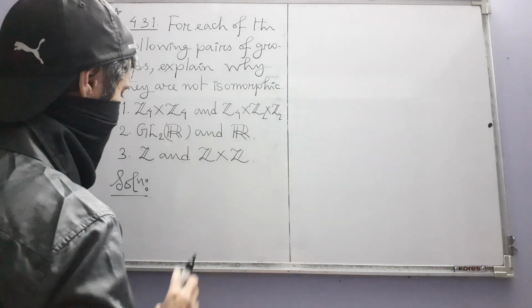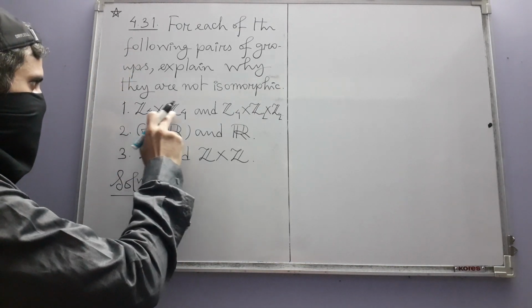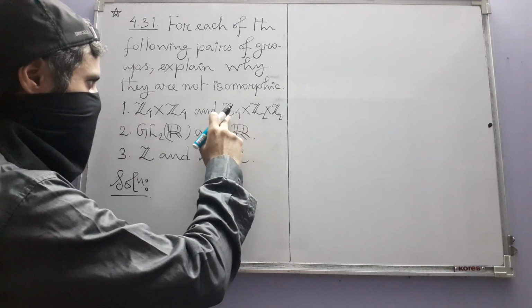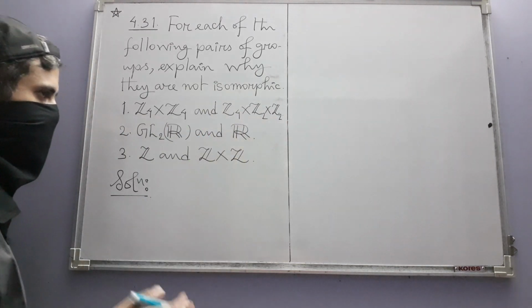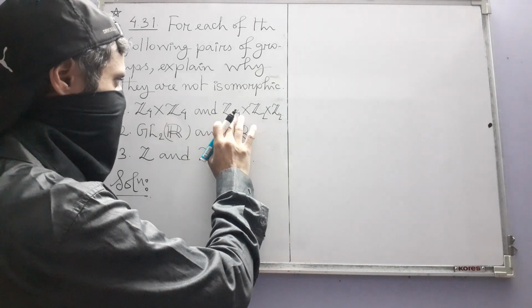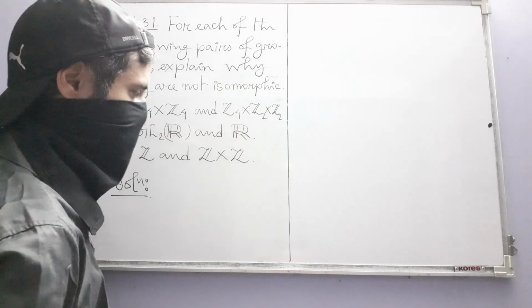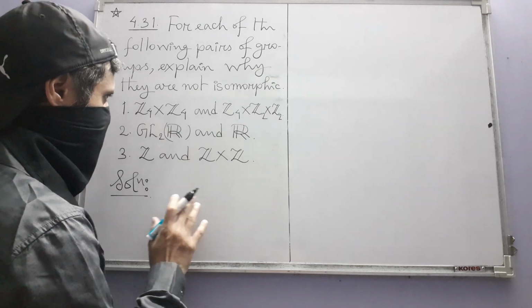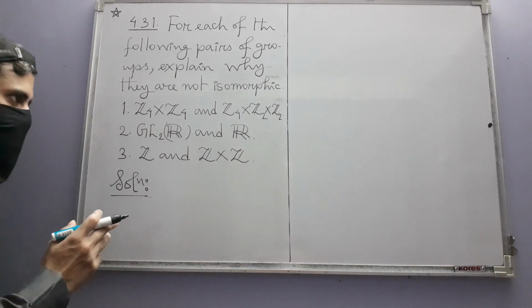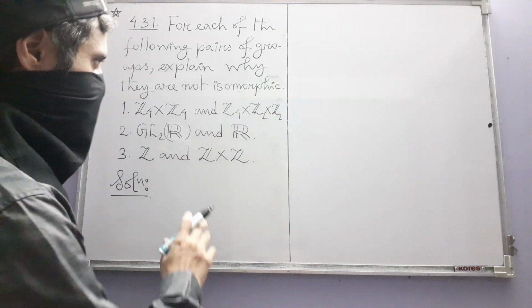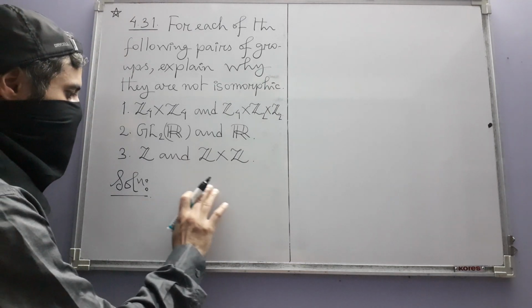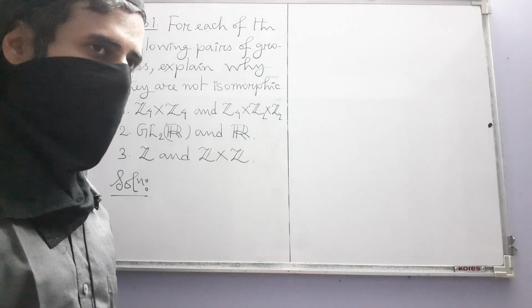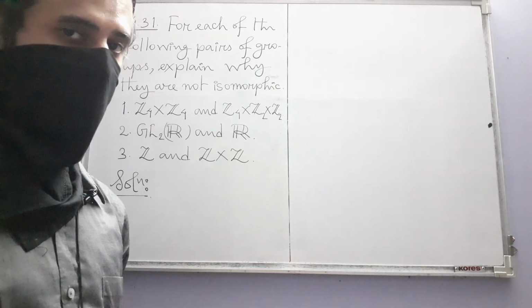these 2 products. In the first one we have 2 copies of Z4, and in the second one we have 3 such groups. One of them is Z4 and then 2 copies of Z2. Now we know from properties of isomorphic groups that if 2 groups are isomorphic, then they should have the same number of elements of a given order.